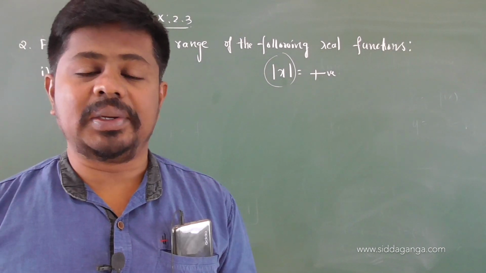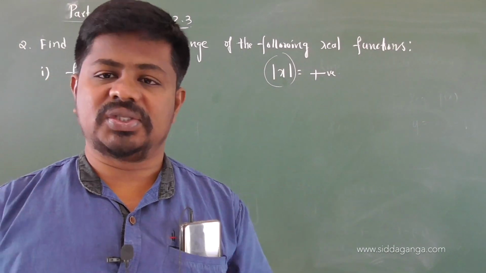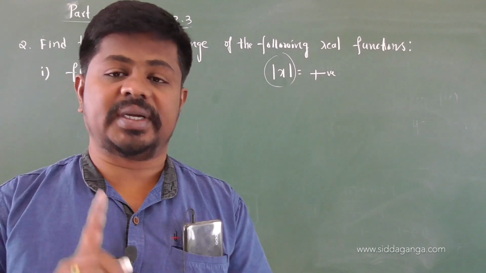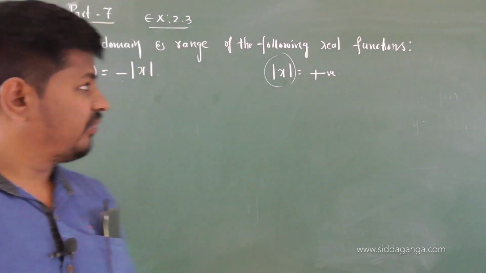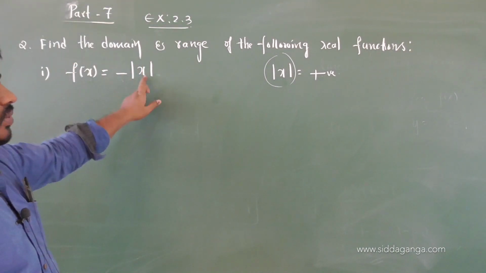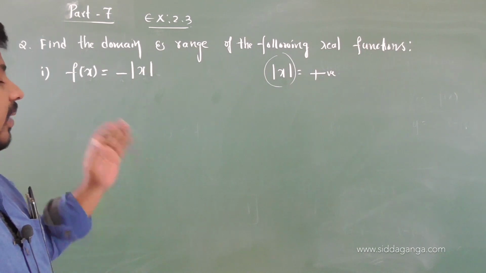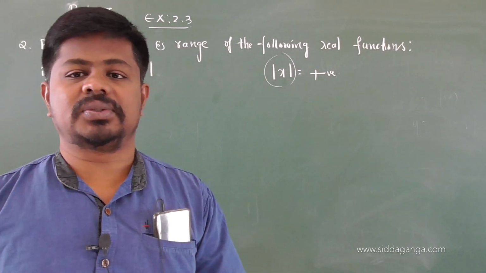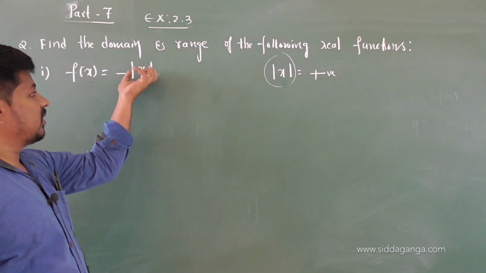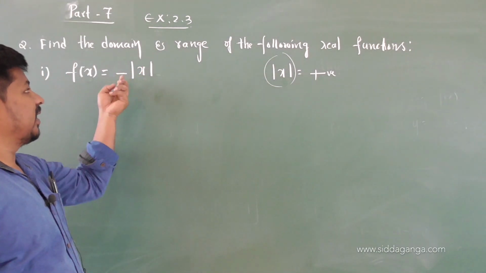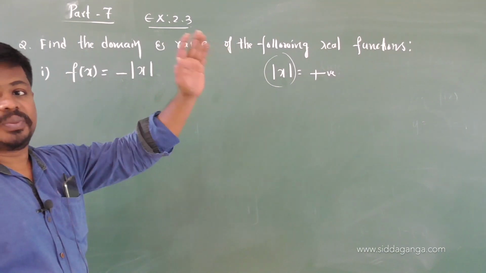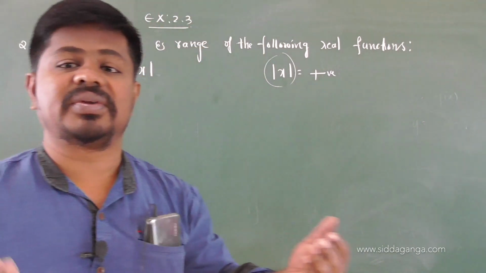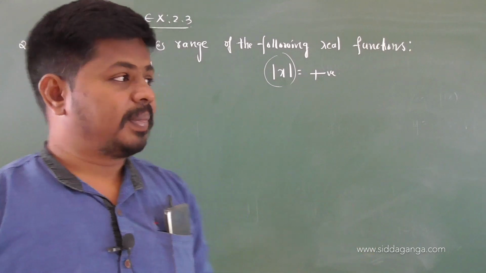You do not get the positive value, either you get 0 or the negative thing. When x is 0, you get minus of 0, so you get 0. And for all other values, when x is negative or positive, you get the positive thing here. This gets multiplied with a negative sign, so the whole thing becomes negative. The range values are negative, that's it. Whatever the x values, range is negative.